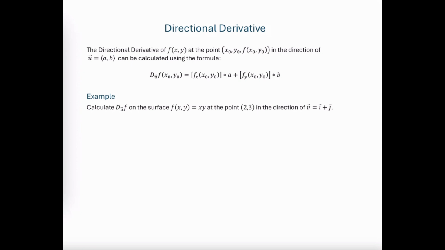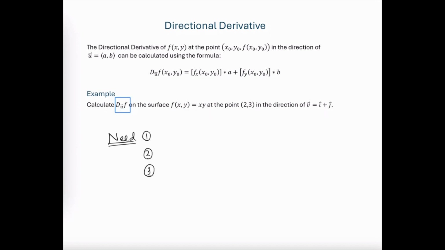In this example, we're asked to calculate the directional derivative for the surface f(x,y) = xy at the point (2, 3), and we're going to slice that surface with a plane in the direction of this vector v. In order to calculate the directional derivative, we basically need three things.